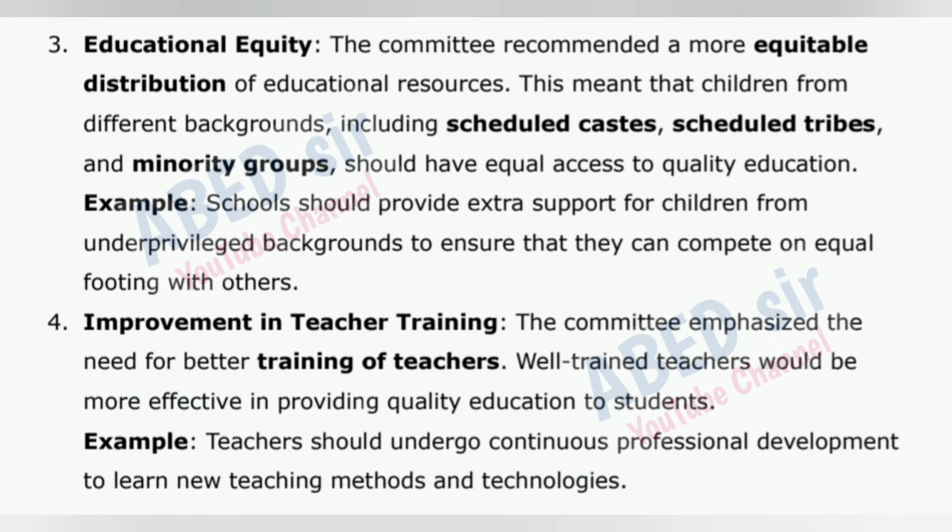This meant that children from different backgrounds, including scheduled castes, scheduled tribes, and minority groups, should have equal access to quality education. Example, schools should provide extra support for children from underprivileged backgrounds to ensure that they can compete on equal footing with others.